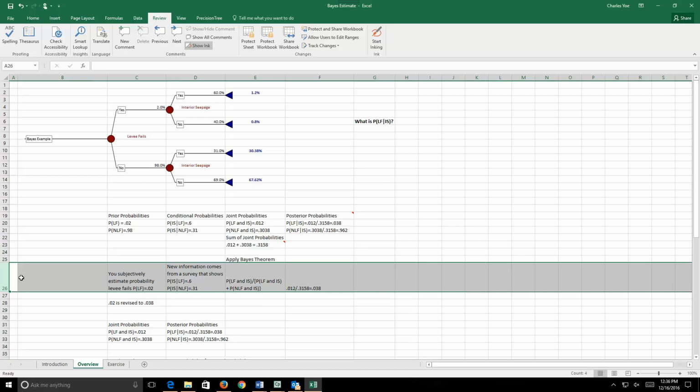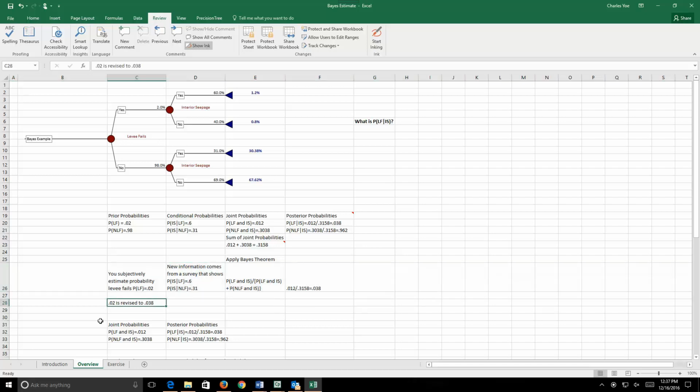And that's what happens in the cell F26 that you're looking at there. 0.012 divided by 0.3158 gives us the revised probability. We began with a probability estimate of levee failure of 2%. We have now found out that if there is evidence of interior seepage, that probability changes. It changes from 2% to 3.8%. So this is the revision that we're talking about.